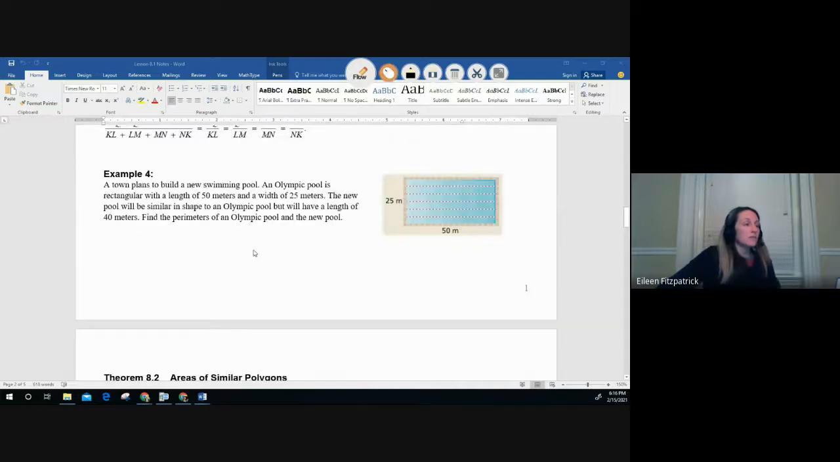Okay, so example 4. It says a town plans to build a swimming pool. Okay, an Olympic pool is rectangular with a length of 50 and a width of 25. So this right here, this is your Olympic swimming pool that's already built. The town wants to build this new pool, and it's going to be a similar shape. So again, it's going to be a rectangle, but it's going to have a length of 40 meters. So I'll sketch, this is my new, and it's only going to be 40 meters. And I don't know this dimension here.